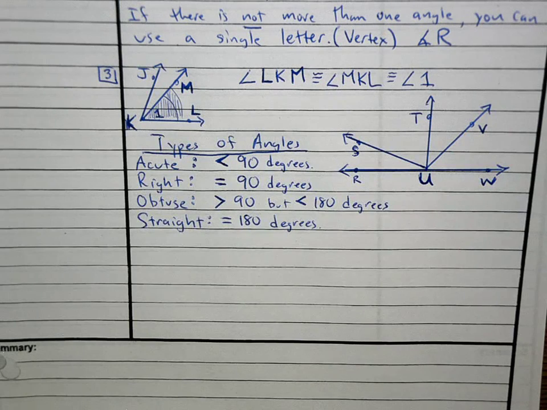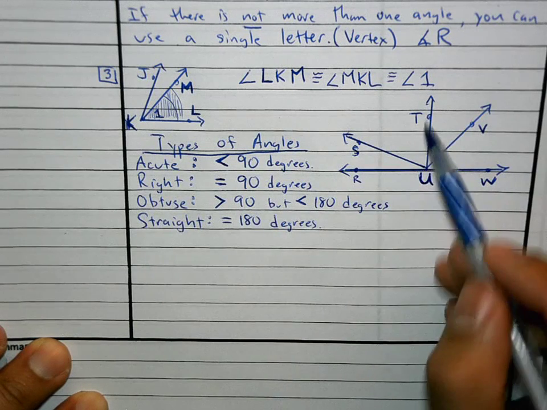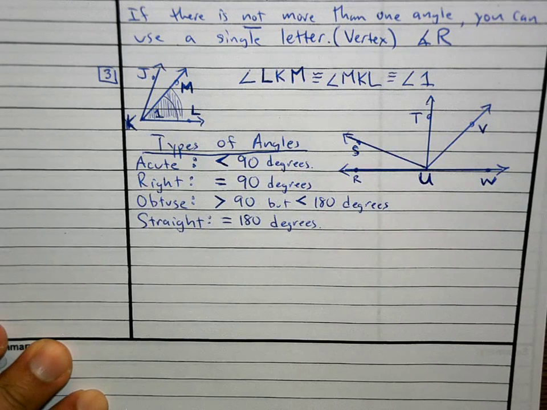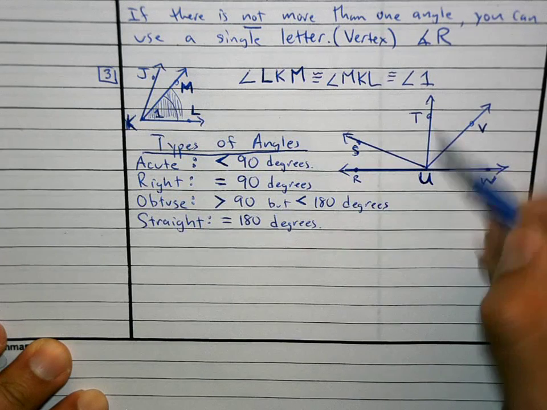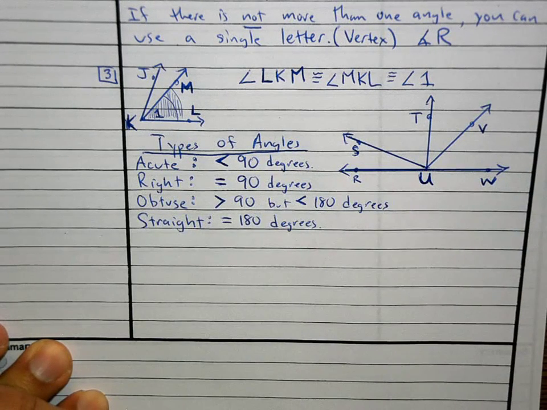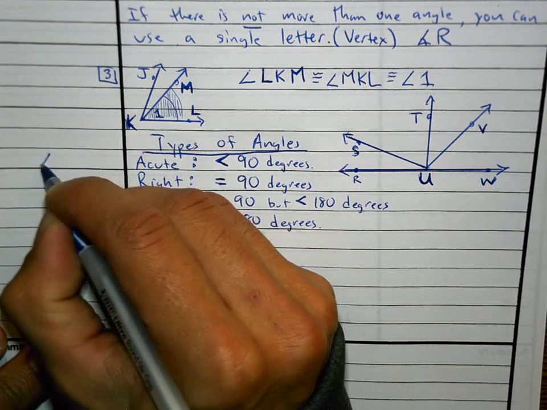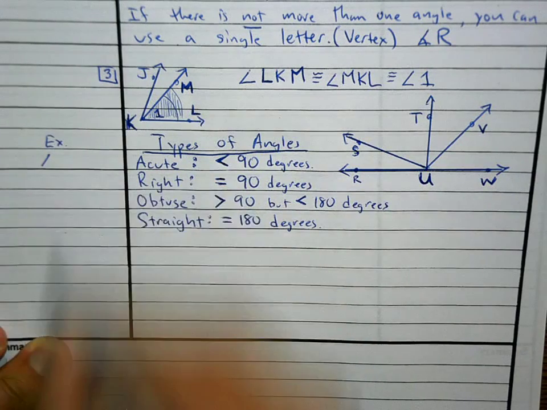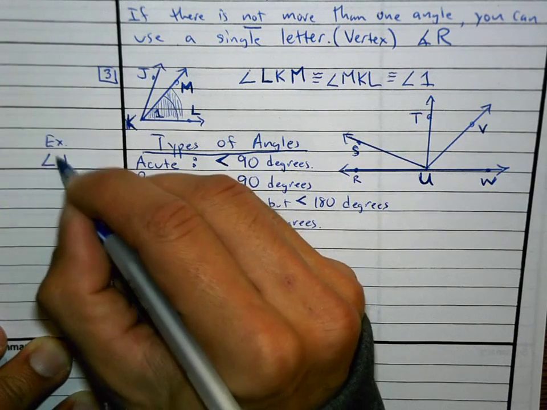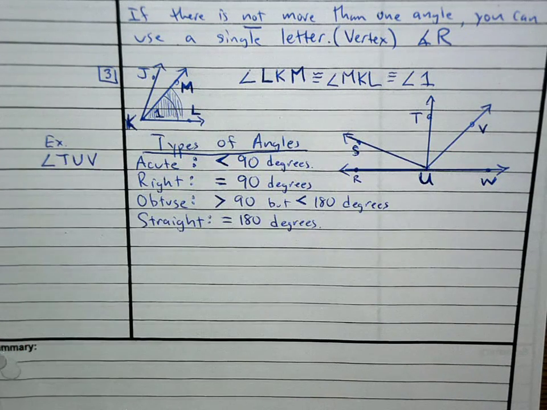Okay, so let's pick out an acute angle. If I said angle TUV, T, then U, then V, it means this angle here. Is that acute? Yes. So next to my acute, I'm going to put an example right here on the left side. Acute is angle TUV. Side, vertex, side. I have to label it that way.